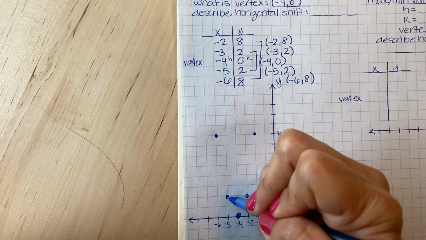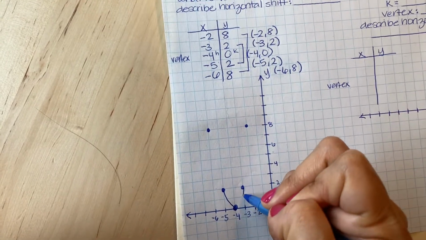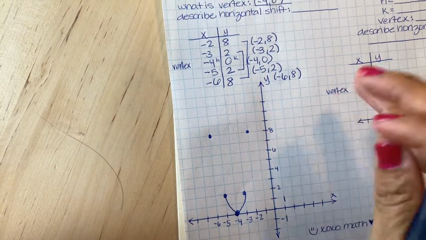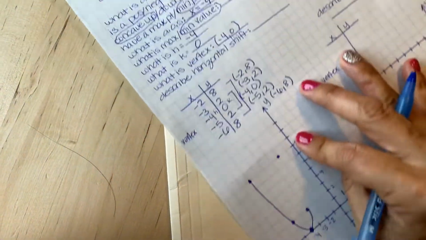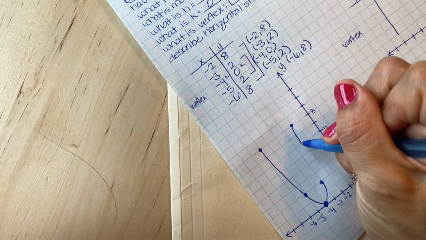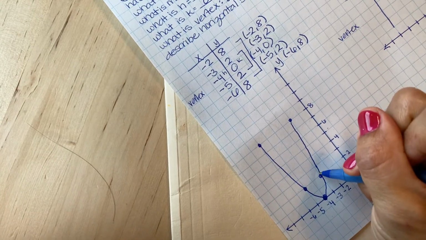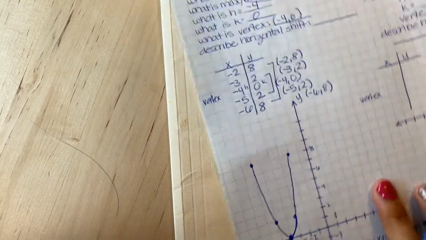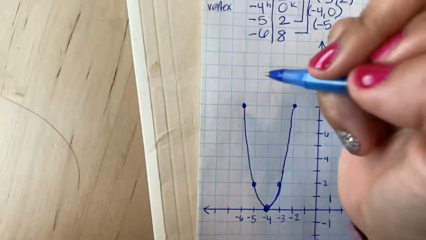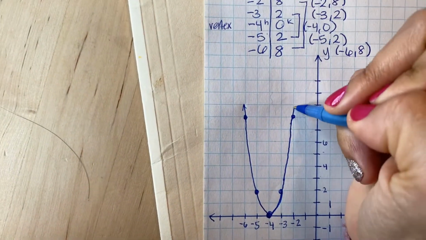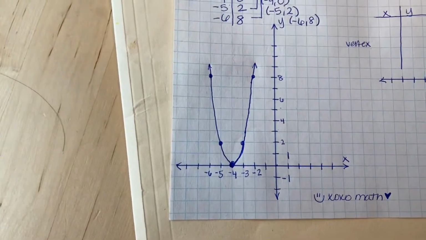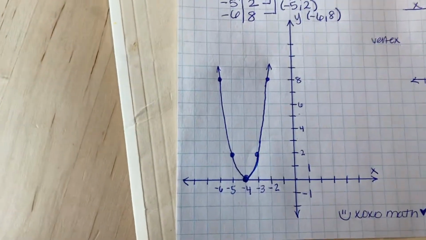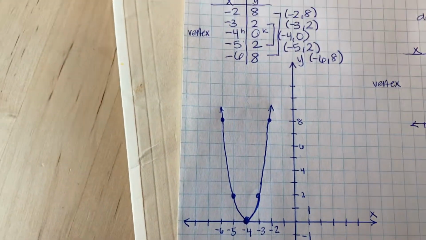Okay, so now connect. Oh, that was terrible. Okay, that was a better save. Okay, here's my parabola. It's really hard graphing or doing all of this one-handed. So this is my parabola.